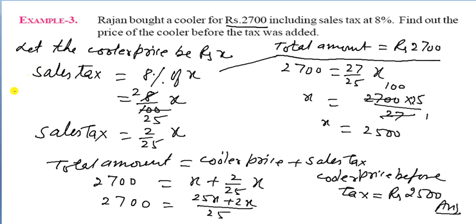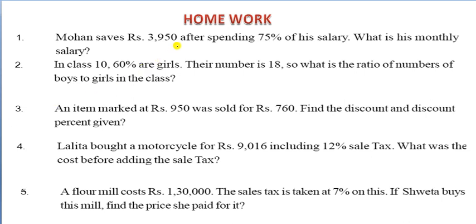तो ये आज इतना ही क्वेश्चन कराऊंगा, ज़्यादा क्वेश्चन नहीं करा रहा हूँ और कुछ क्वेश्चन आपको होमवर्क के लिए दे रहा हूँ. So it is your homework, so you can do it at home. The first question: Mohan saves rupees 3950 after spending 75% of his salary. What is his monthly salary?